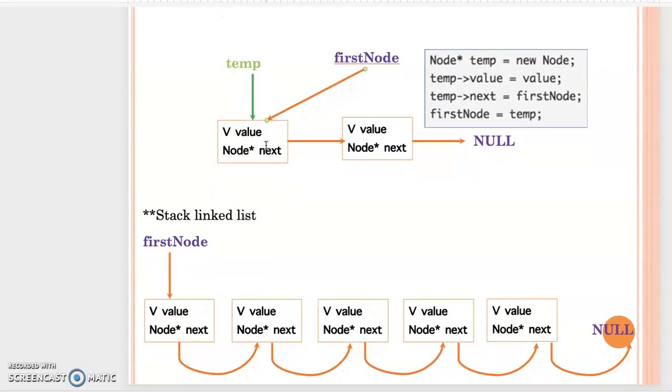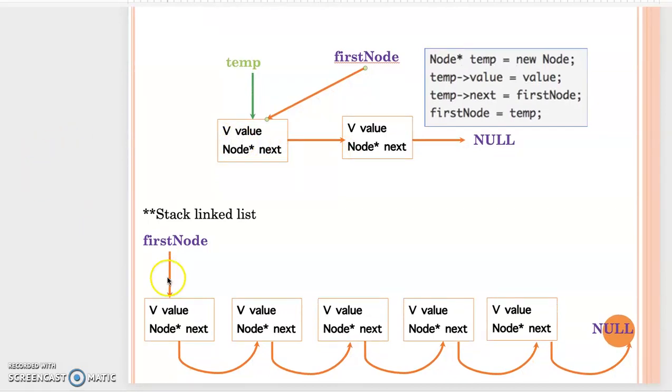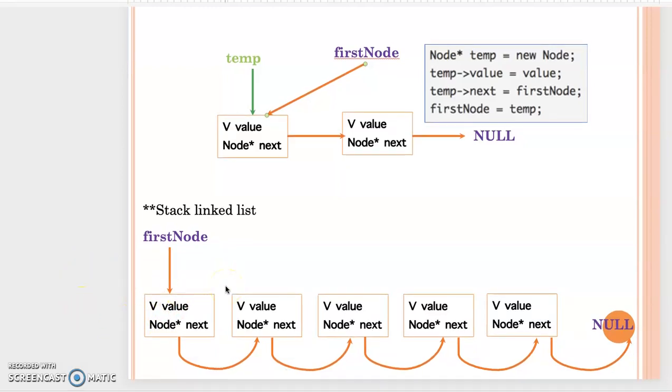That's why, as we add more and more nodes one by one, you will see the linked list looks like this. This one is the oldest one we pushed into the stack, and then the new one. We will always add the new node here: the new node's next points to the first node, then the first node points to the new temp. Okay, so this one is for the stack linked list. We only need the first node pointer. The reason is no matter whether we push or pop, we all come from here.